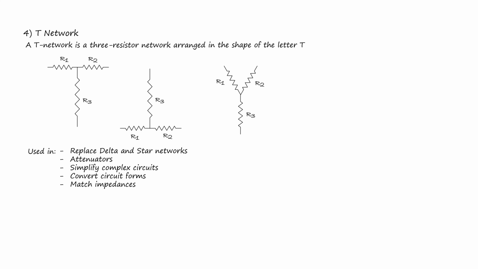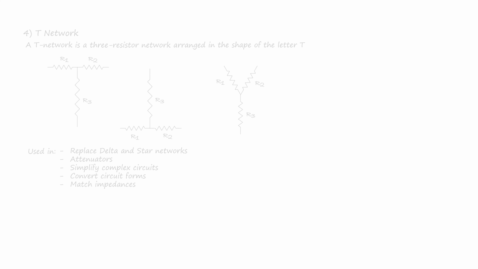Now let us look at another network that is related to the T network. Another resistor combination is the pi network or pi combination. When we study the T network, we also study the pi network. In the same way, when we study the delta or triangle network, we also study the star or Y network. So what is a pi network?